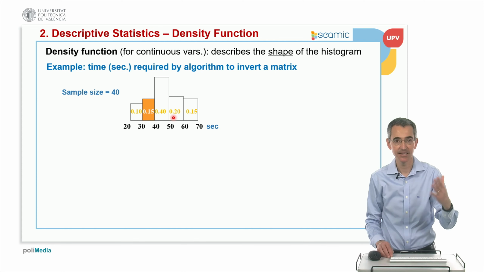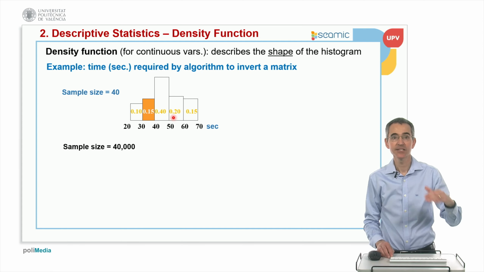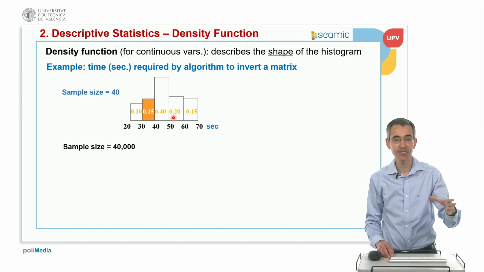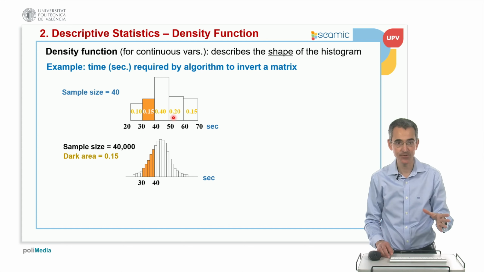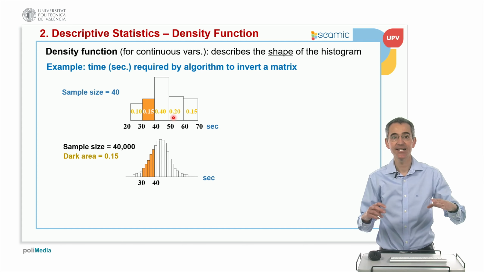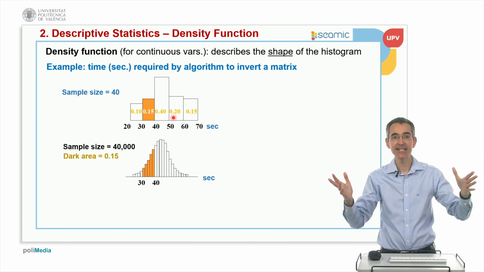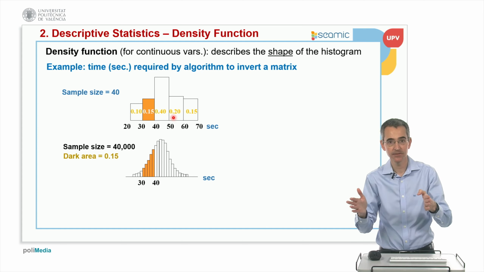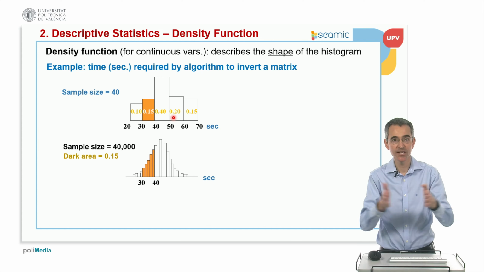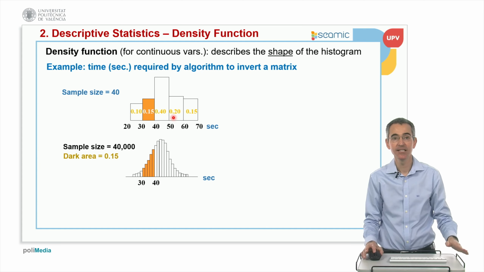So it's like a common histogram, but a bit special for this reason. Now imagine that the sample size increases too much. Instead of 40, I have 40,000. As I have so many values, I can have many bars. So I can reduce the width of the bar, and then quite often I can have a histogram more or less with this shape.